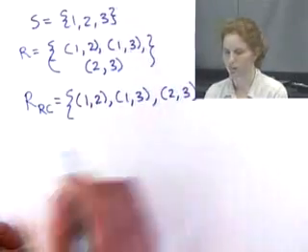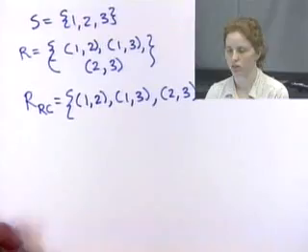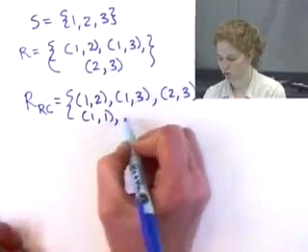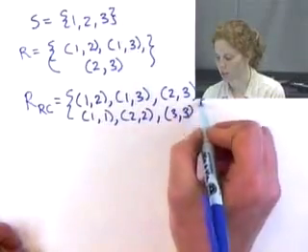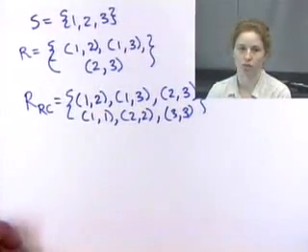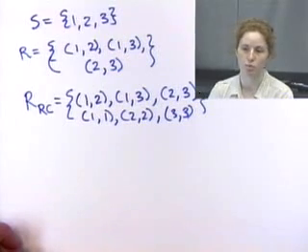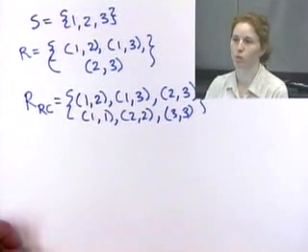So if I want it to be reflexive, what do I also need in there? (1,1), (2,2), and (3,3). That's why it's important to know what S is, because you have to have all of the reflexive points from S. So if S had more numbers in it, you'd have to put more points in, right?